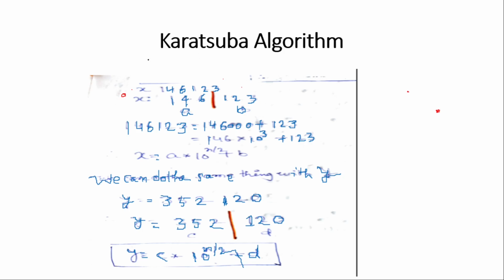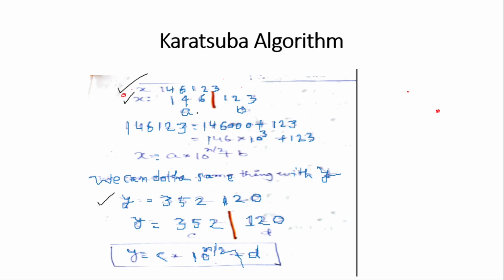In the Karatsuba algorithm, let's say we have two numbers: the first number x is 146123, and the second number y is 352120. These are the two numbers that we are going to multiply. Basically we are going to multiply x into y. This is our x and this is our y.